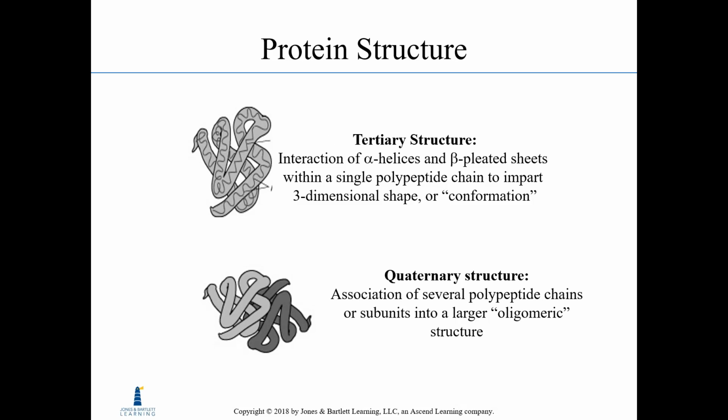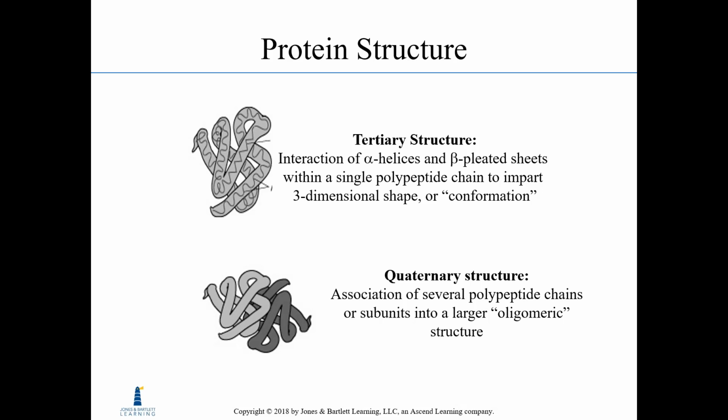When those secondary structures start to fold and bend together and hydrophobic interactions come into play and we start to take on more folding, it becomes tertiary structure. So it's the interaction of alpha helices and beta pleated sheets within a single polypeptide chain, and that's going to create a 3-dimensional shape or conformation to the protein. So that's the 3-dimensional shape or conformation of this tertiary structure.